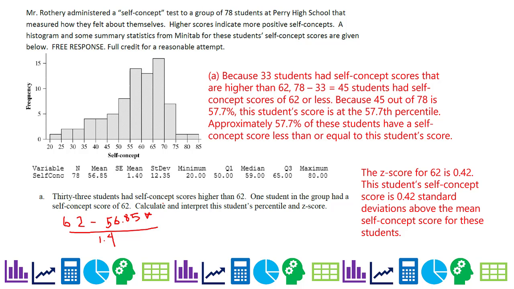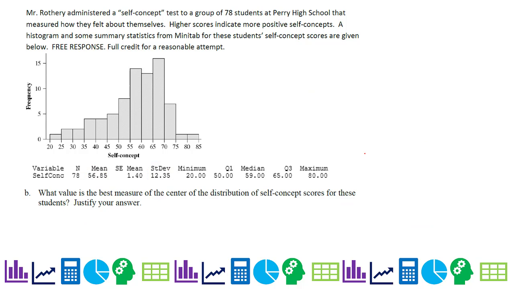his calculate and interpret. Oh, I have the wrong standard deviation. I had standard error. Sorry. We have standard deviation right here, 12.35. So 6 divided by 12.35 is a little less than a half. There's your standard deviation. There's your mean. That's what you were supposed to use along with this value to find the z-score. All right, so that's how you get 0.42. It's a positive score. So this student's self-concept score is 0.42 standard deviations above the mean.